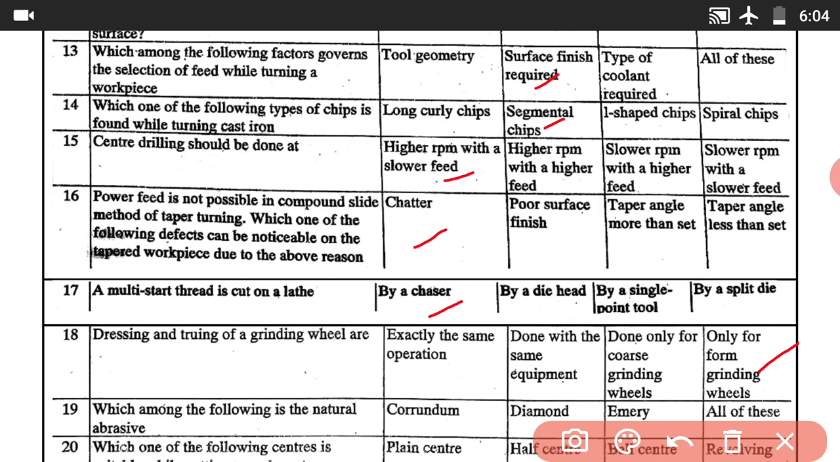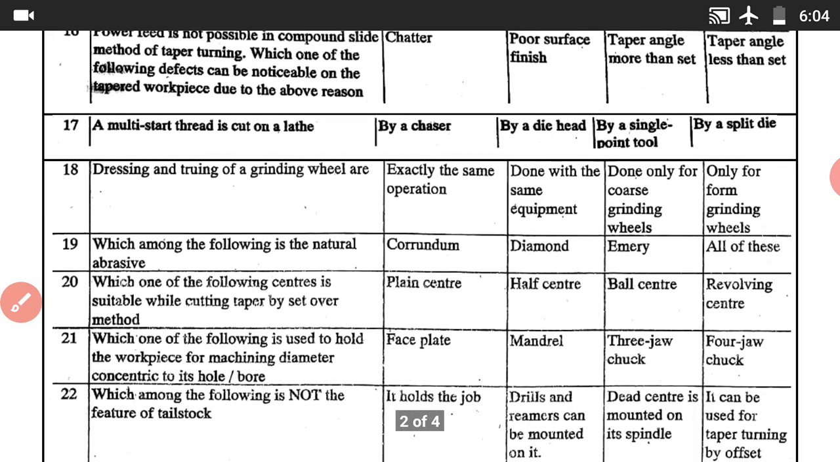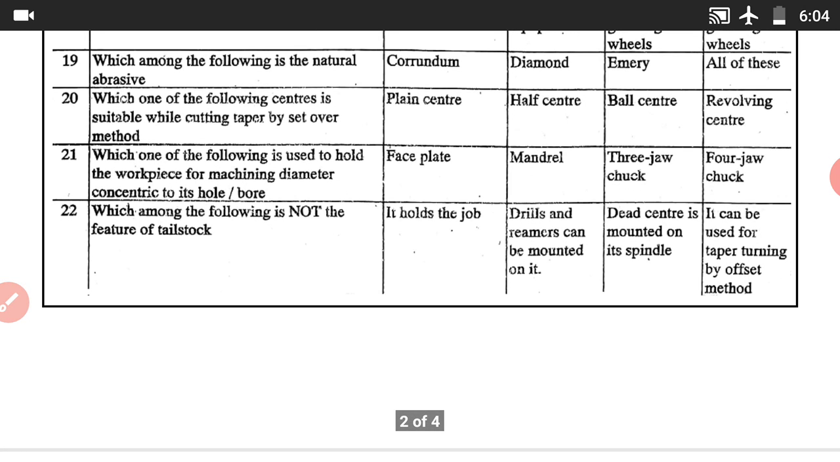Question number 19. Which among the following is the natural abrasive? Corundum, diamond, emery. All three options are correct, so the answer is all of these. This question answer option D, all of these.